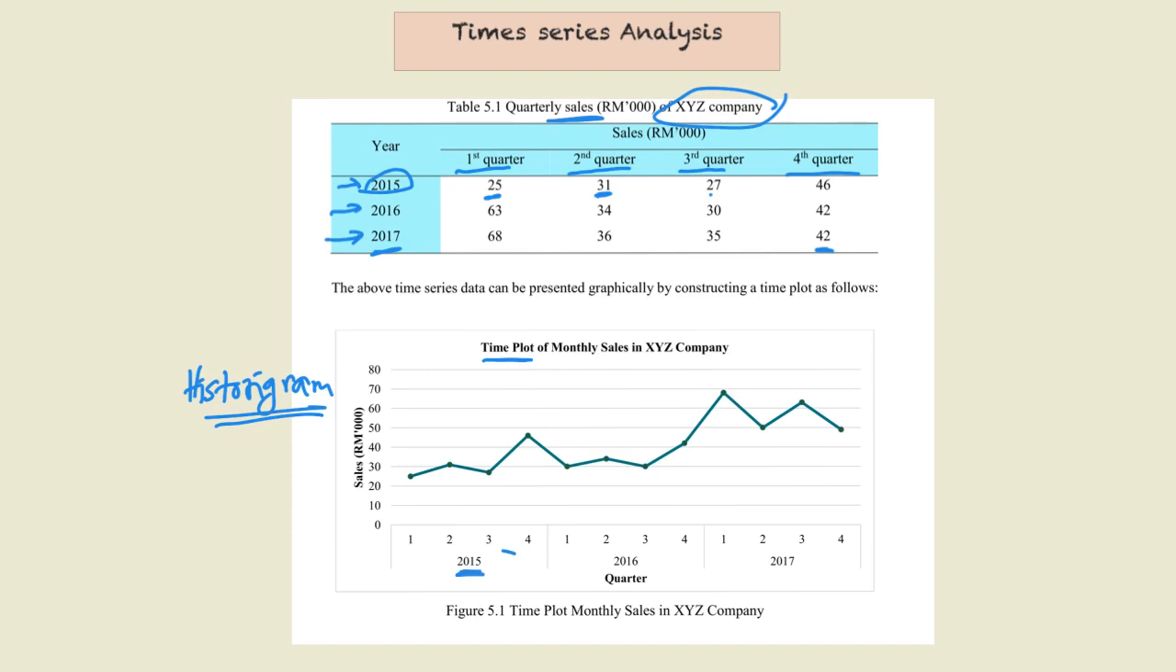So this is year 2015. For the first quarter you have 25, so you just draw 25, and then for the second quarter you have 31, so you point 31, 27, 46, and then after that you just connect the line. So this is what we call a time series plot, or histogram.